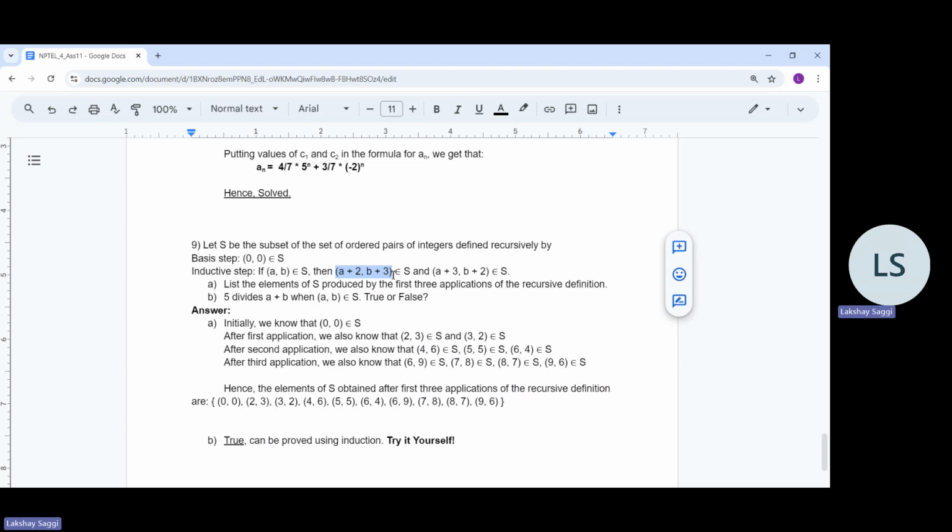So after the n plus 1th iteration also, the sum of the elements of the pairs will be divisible by 5 for all pairs. This is the inductive argument by which you can prove this. More or less, I've already given away the whole proof, but I recommend you try to write it down explicitly yourself. The high level idea is that you can apply induction on the number of applications of the recursive step.